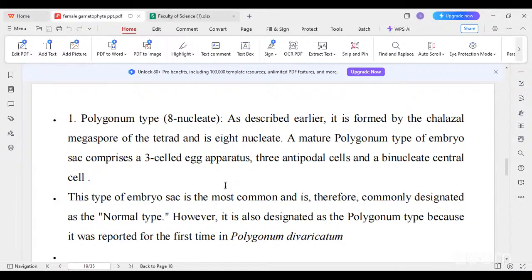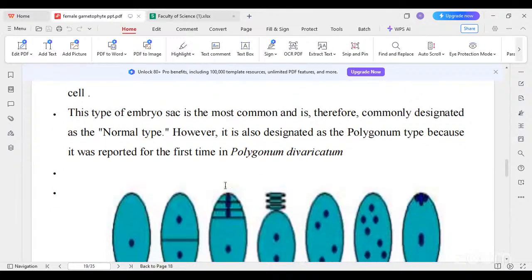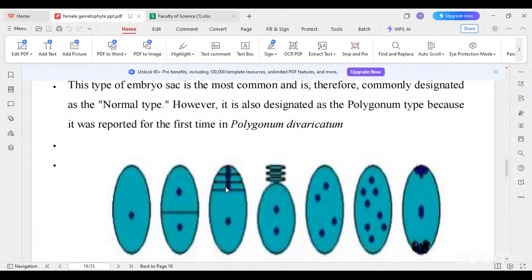This type of embryo sac is the most common and is therefore commonly designated as the normal type. However, it is also designated as the polygonum type because it was first reported in the plant called Polygonum divaricatum.